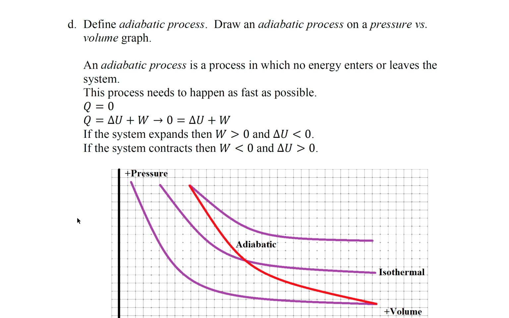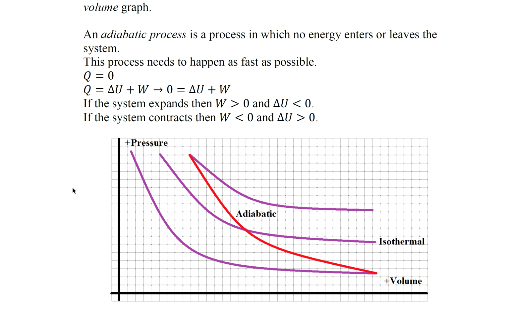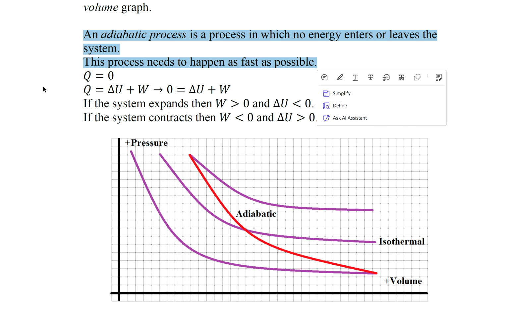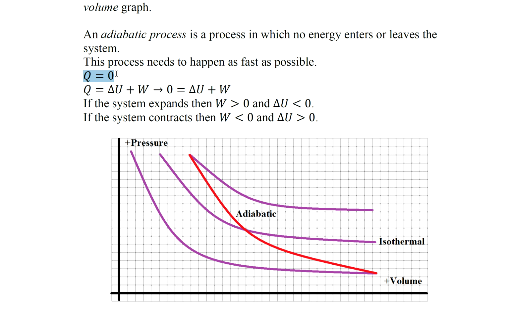Part D, define adiabatic process. Draw an adiabatic process on a pressure versus volume graph. An adiabatic process is a process in which no energy enters or leaves the system. This process needs to happen as fast as possible. So Q is equal to 0. So delta U plus W is 0.